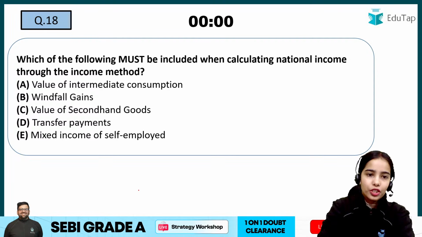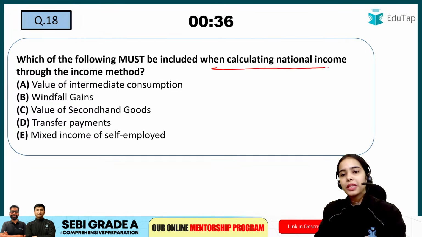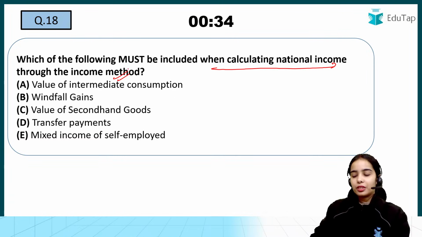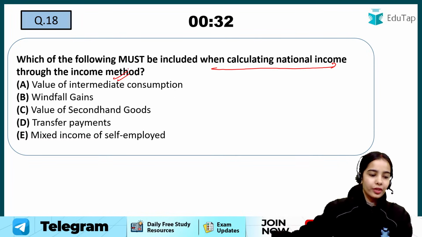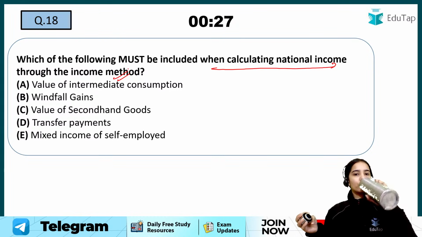Okay. Chalo. Coming to the next question: which of the following must be included when calculating national income through the income method? So try to answer this question. If you know the income method, you will be able to answer this question, okay? So try.